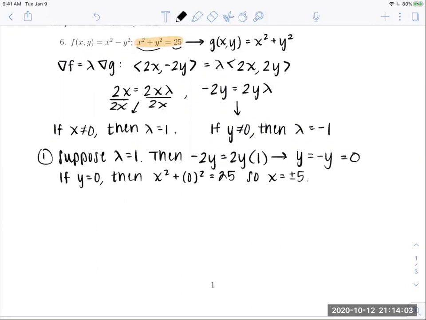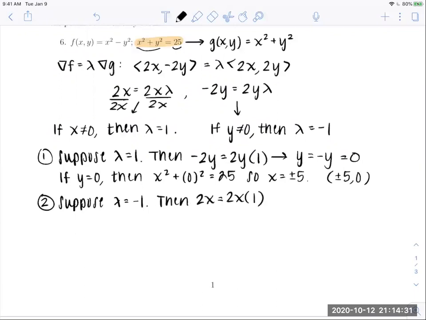All right, so our points here are plus or minus 5, comma 0. Now let's take a look at our other case. Suppose now that lambda is negative 1. If we look at our other equation that resulted from our gradient, we have that 2x equals 2x times negative 1. And so again, we have that x equals negative x, which forces x to be 0.